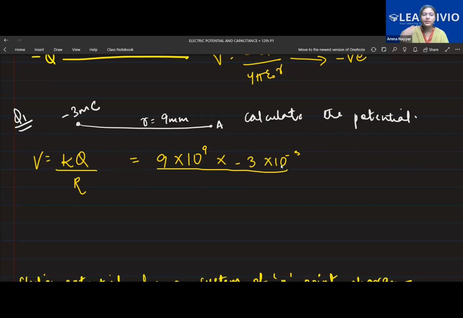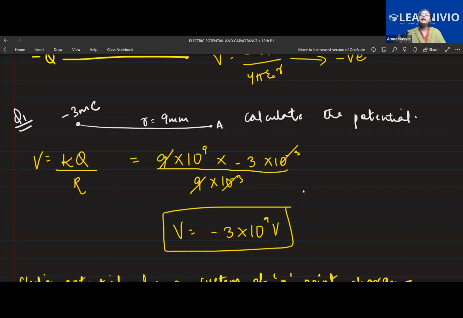Yes, ma'am. Okay. Separation is 9 millimeters. So 9 into 10 to the power minus 3. So 9 gets cancelled. Potential comes out to be minus 3 into 10 to the power 9 volts. So see, this is a negative potential depicting that it's a negative charge.